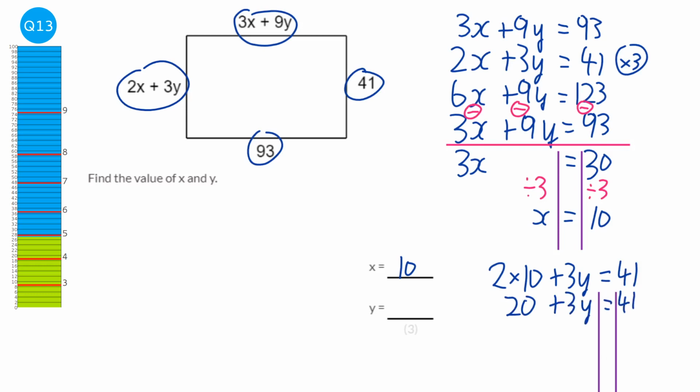Get my solving lines in. And we're going to take away 20 both sides. So we've got 3y equals 21. And then we're going to divide by 3 both sides if I don't run out of room. So y equals 7. So we've got x equals 10, y equals 7. Now I could check that with the first equation as well. So 3 times 10 is 30, 9 times 7 is 63, 30 plus 63 is 93. So we know we've got it right.